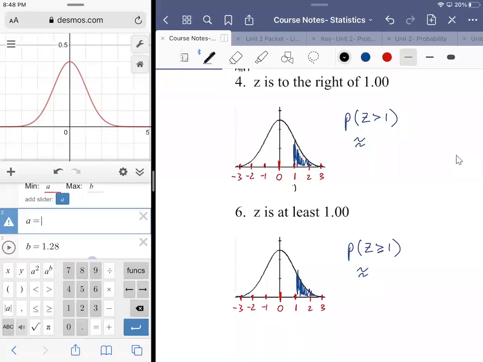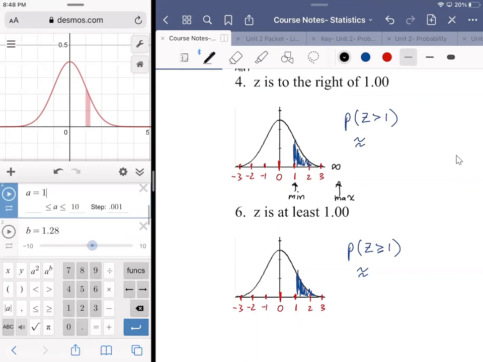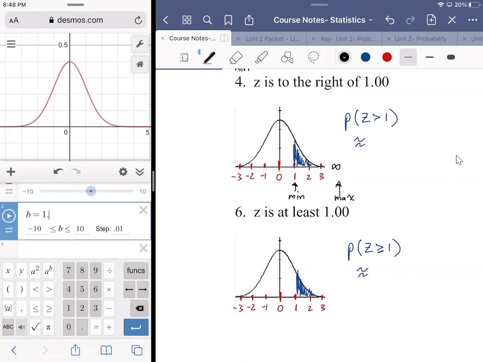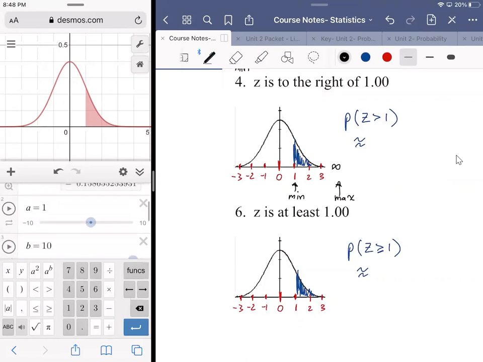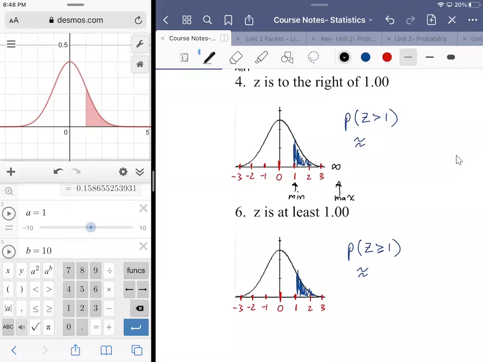Where does the shading start? That's your minimum. Where does the shading end? That's your maximum. But again, unless you want to put in infinity, which you could do, you usually just put in some acceptably large number, and 10 is typically a good number.